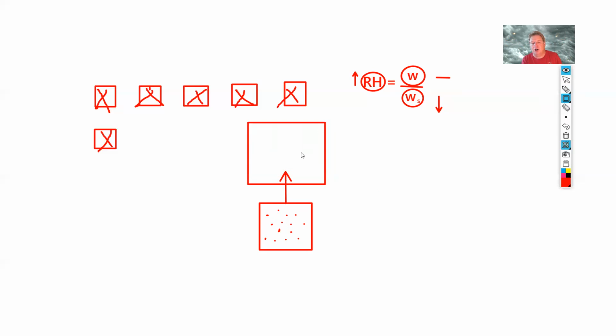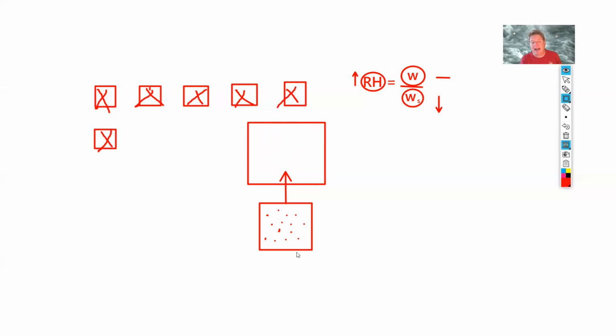Now, as it gets colder, what happens to the capacity? The capacity gets less. Like me removing seats. But what kind of seats did I remove? The answer is empty seats. What happens to the amount of water vapor that's in the box? Well, for a while it stays the same. Notice, nobody had to leave.